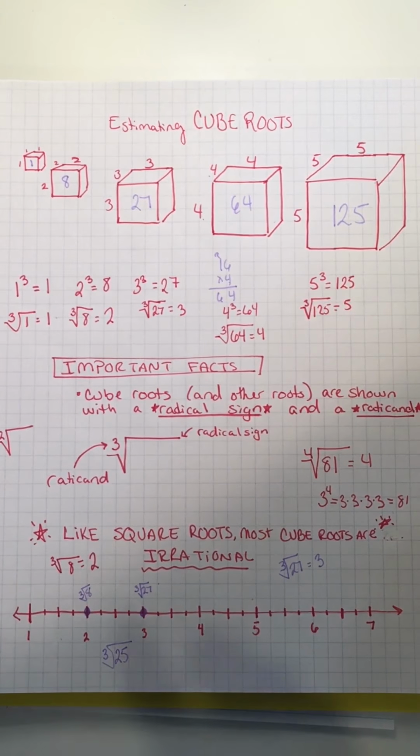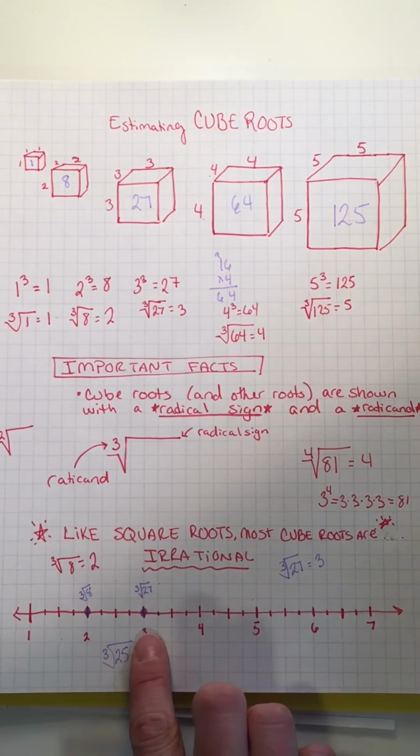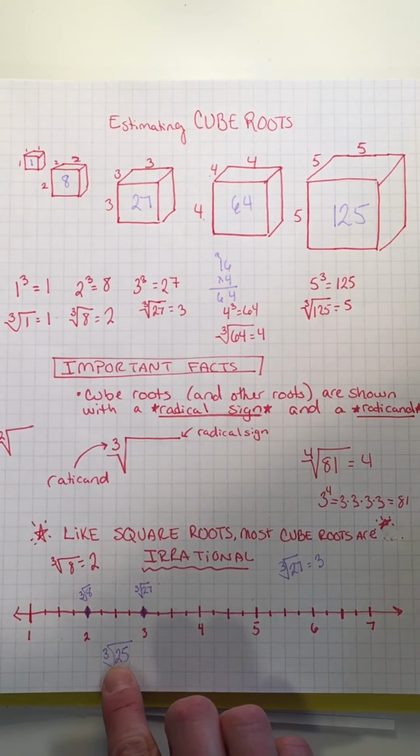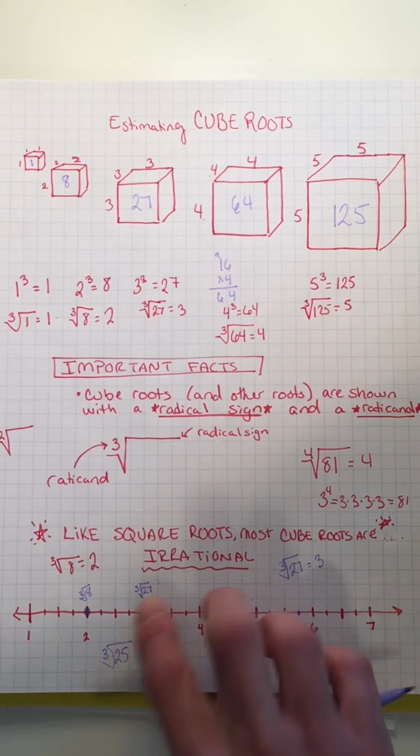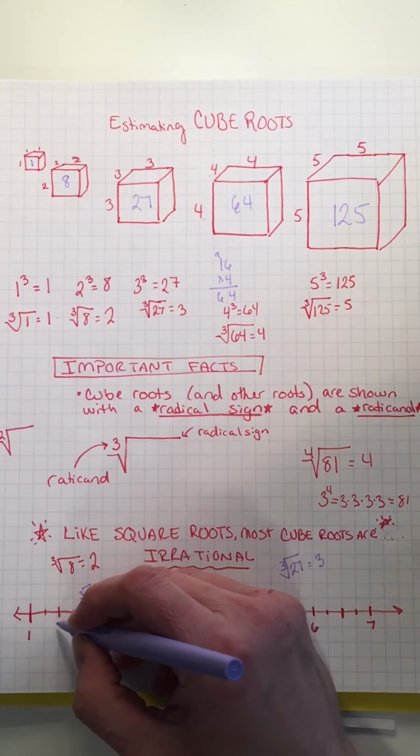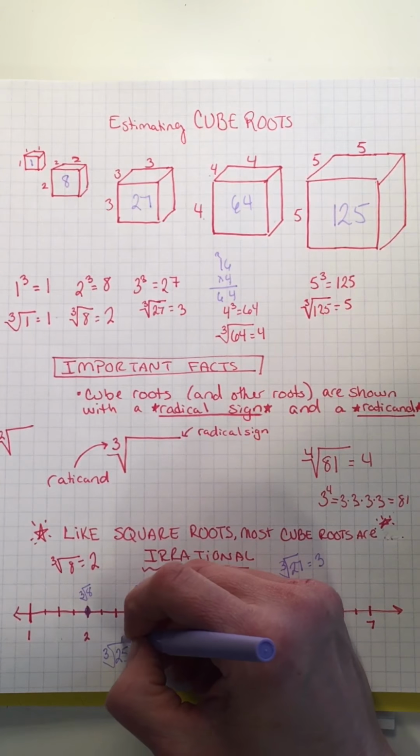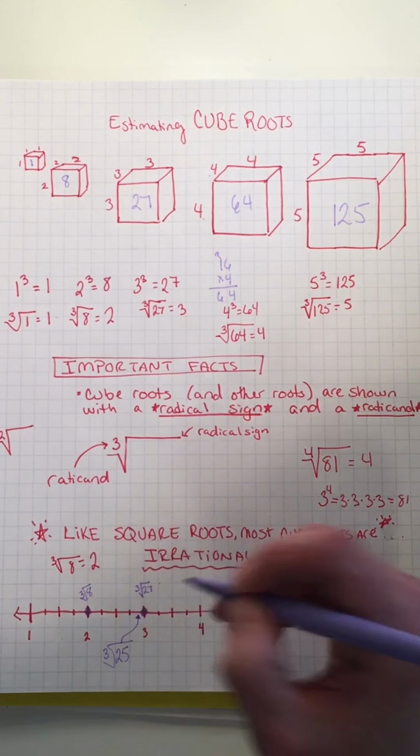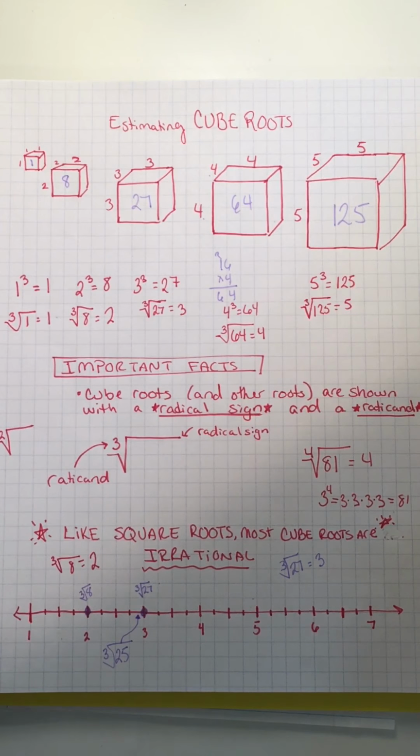So say I have the cube root of 25. Now, it's still going to be in between 2 and 3 because the number under the radical sign is 25, and that's in between 8 and 27. But it's definitely going to be a lot closer to 3 than it is to 2. So I'm going to estimate that as being somewhere right there, okay? And remember, it's just an estimate because it's an irrational number. There's not a way to put it precisely on the number line.